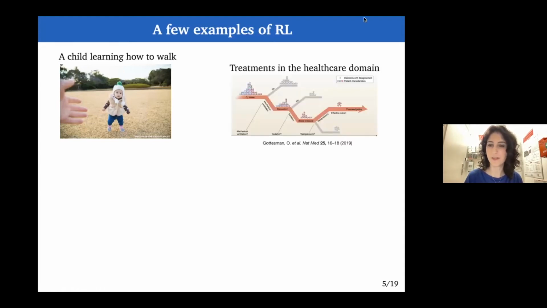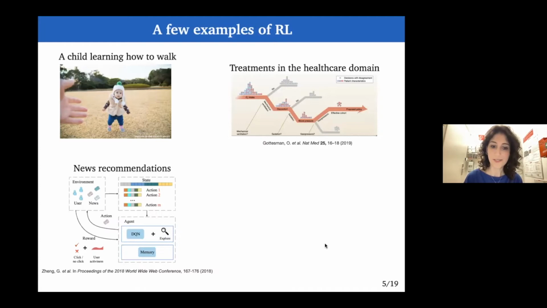Reinforcement learning is also used in many fields. For example, in the healthcare domain, it's used to find the right treatment policies for patients. Or it can also be used, for example, for news recommendations, to recommend news to users and see what they like more and what they don't like.